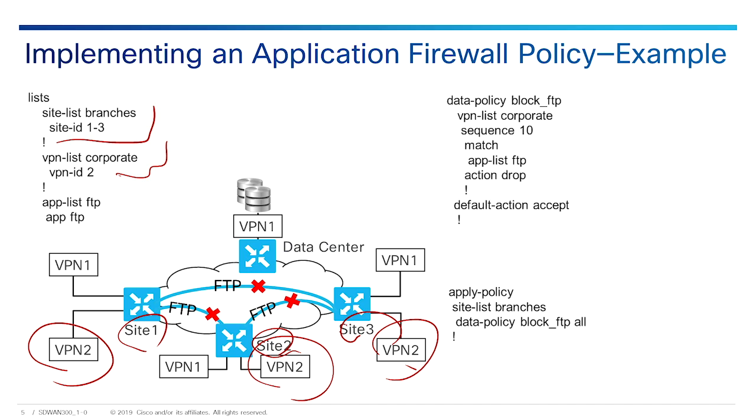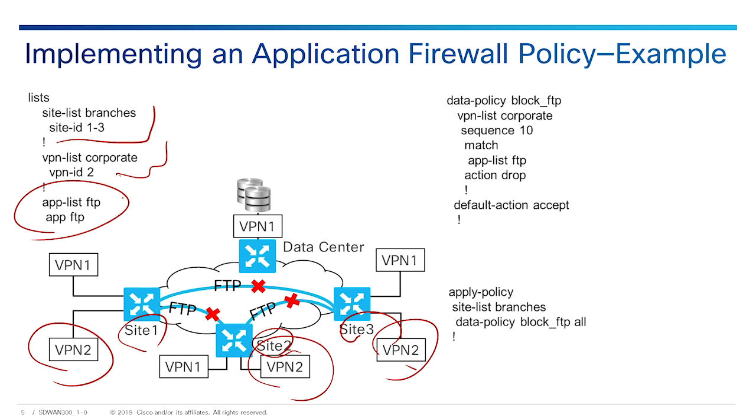All right. Now we're going to create an app list and say app FTP. If you do app question mark on the vEdges, you're going to see a huge list of applications here. And we can also define our own based on protocol and port. And like always, remember, we're going to define a site list, a VPN list, and an app list. And by the way, there's a long list of predefined applications, FTP in our example. This avoids having to specify various ports per application, because most of those applications are already going to be defined.